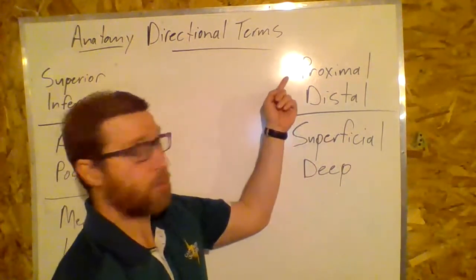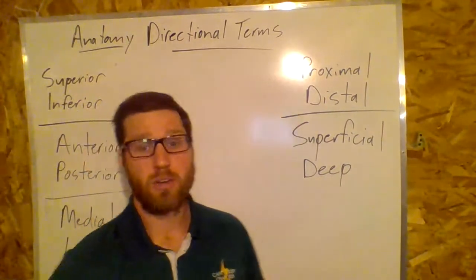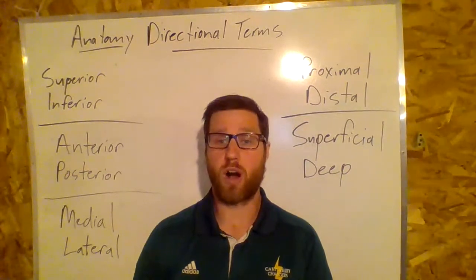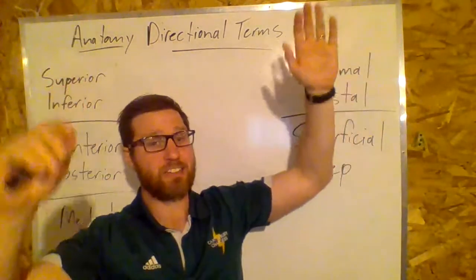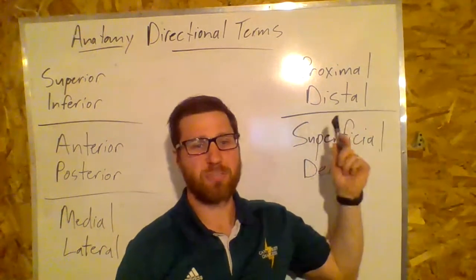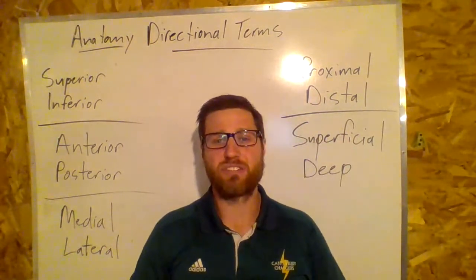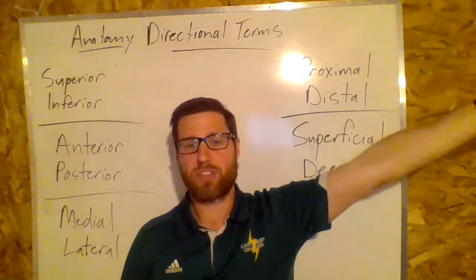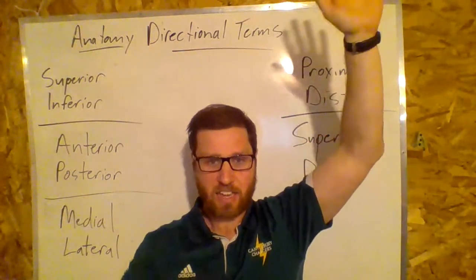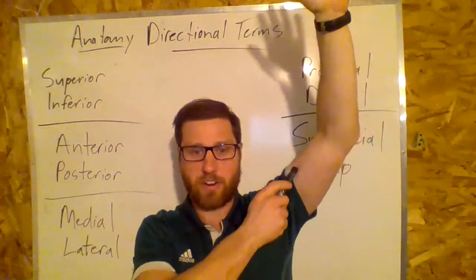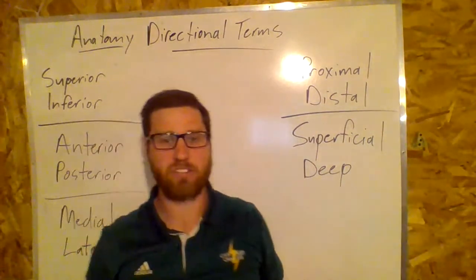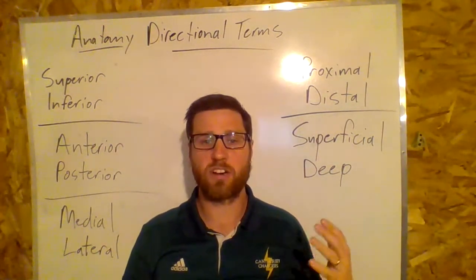Next two terms are proximal and distal. Proximal and distal are really specific to arms and legs. Your limbs are proximal and distal specific. So when we're talking about the arm, I put my arm above my head and I can't say this is superior and this is inferior, because all of a sudden I can do this and then it's reversed. So proximal and distal are specific to limbs.